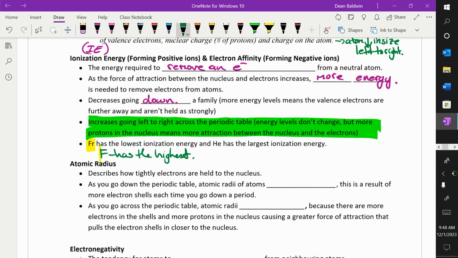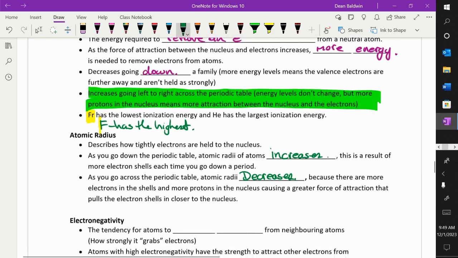Okay, we already talked about the atomic radius. As you go down the periodic table, the size or the atomic radii of the atoms gets bigger or smaller? It gets bigger, right? Which is a result of more shells. As you go across the periodic table, left to right, what happens to the size? It gets smaller, because you have more electrons and more protons pulling them in.